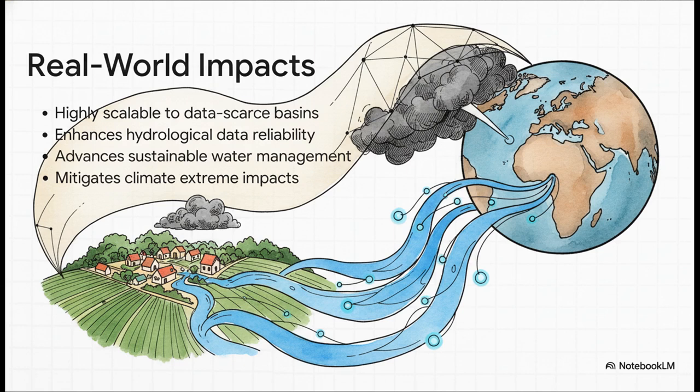By enhancing the reliability of our hydrological data, developing nations can really advance sustainable water resource management. I mean, having an AI that can reconstruct 80% of missing data means we can better mitigate the impacts of climate extremes, safeguard our water supplies, and ultimately save lives when disaster strikes.